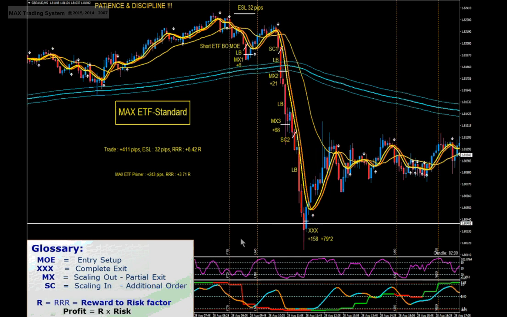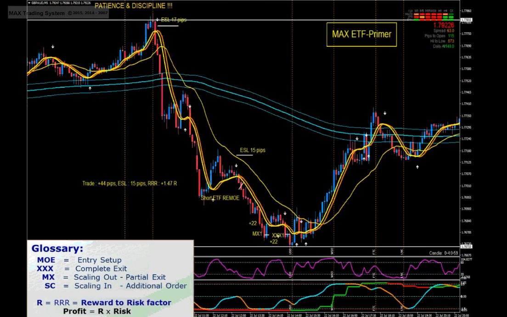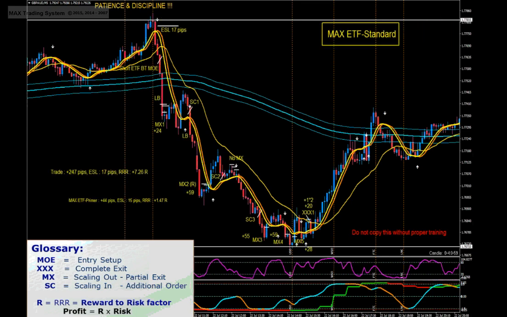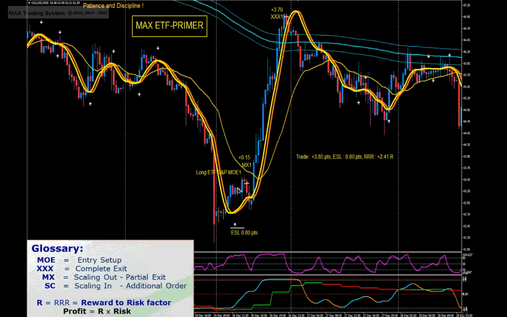So, of course, in the two examples I have shown, we have seen examples in the 5-minute time frame, but in fact the Max can be used in any time frame. I will not go through additional examples. You have understood the concept, the idea, but it can be used on any time frame and on any instrument.